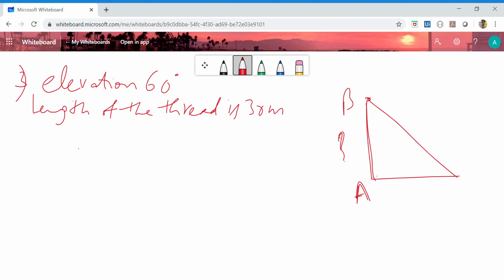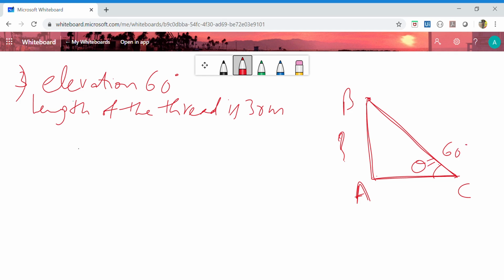A person is flying a kite at an angle of elevation 60 degrees. So a person is at C. He is flying a kite at an angle of elevation. What is meant by angle of elevation? The angle between the horizontal and the line of sight is called the angle of elevation. This is theta. Theta is given as 60 degrees.